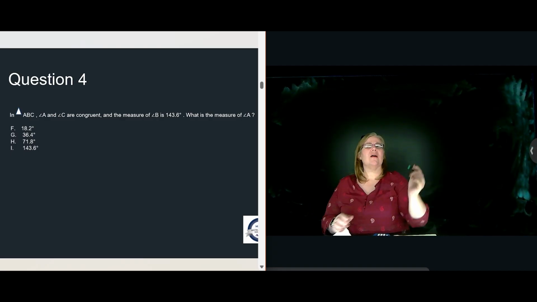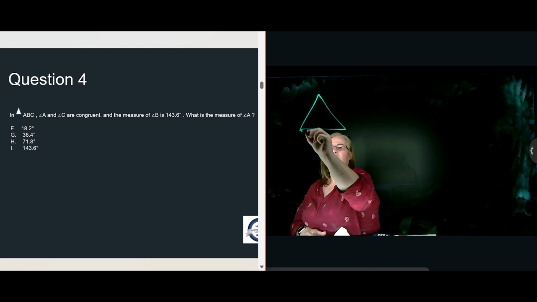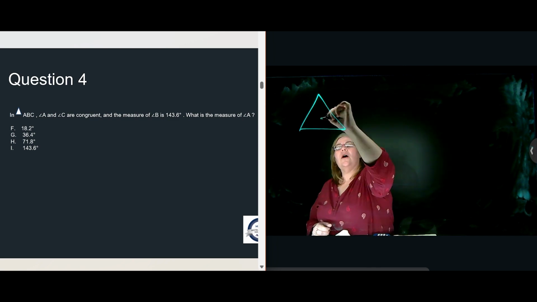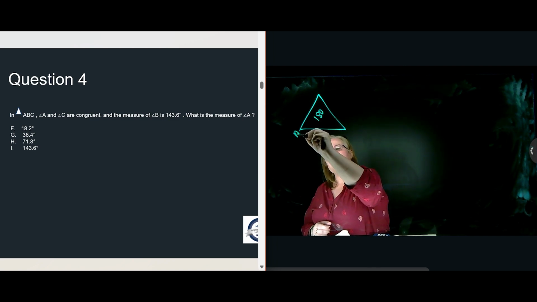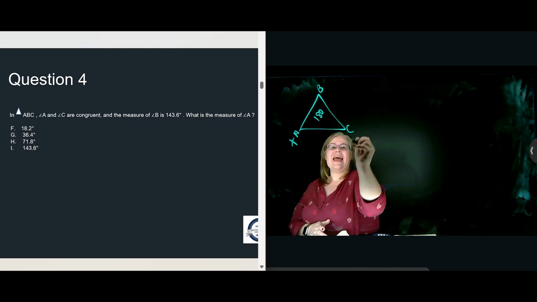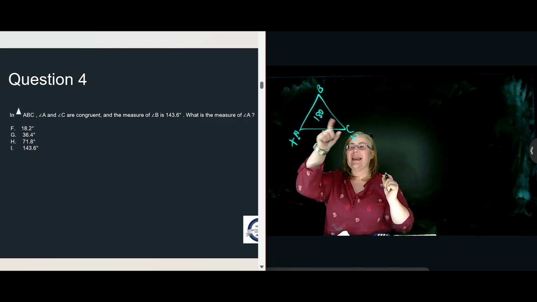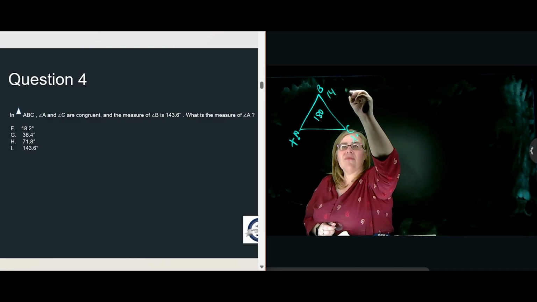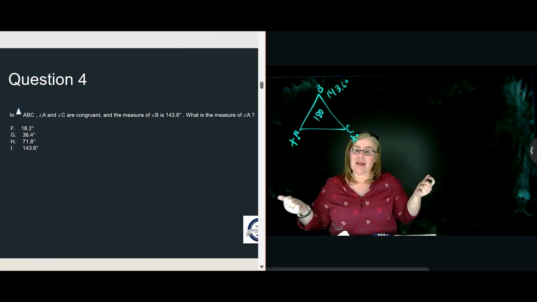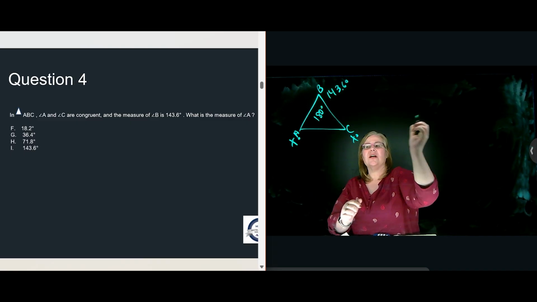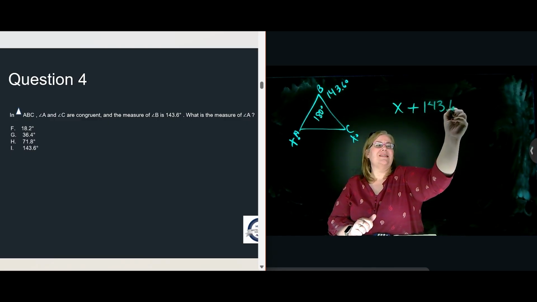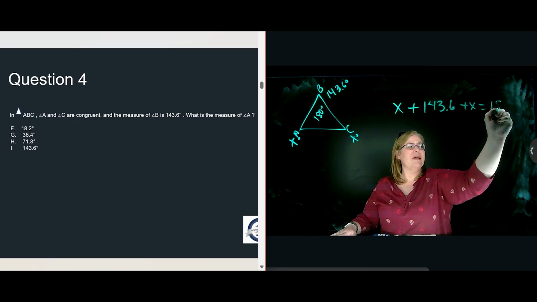So let's go ahead and look at that. First of all, let's look at a triangle. The whole triangle, a triangle equals 180 degrees. So I got 180 degrees in here. I have A, B, and C. It says that A and C have the exact same angle measurement, and angle B is 143.6 degrees. So if I add all these angles up, I'm going to get 180 degrees. So let's show that. X plus 143.6 degrees plus X equals 180.